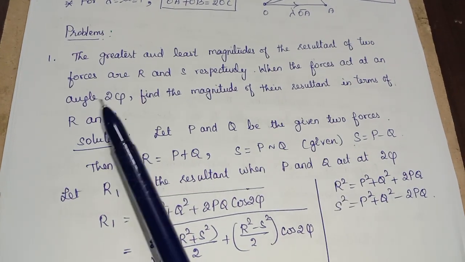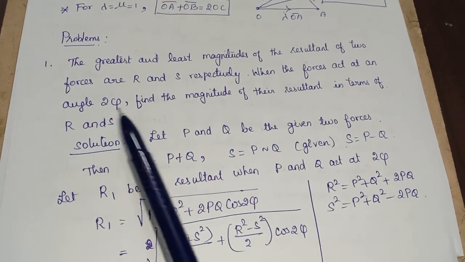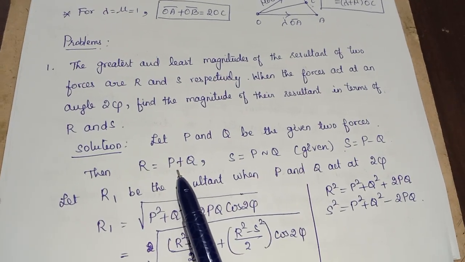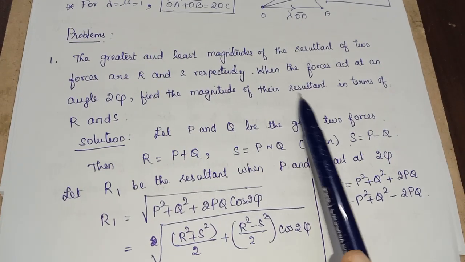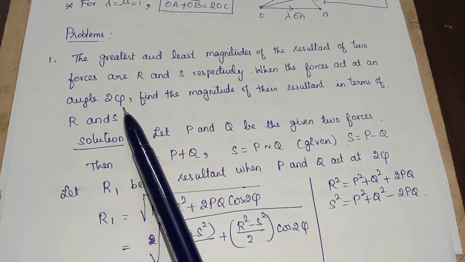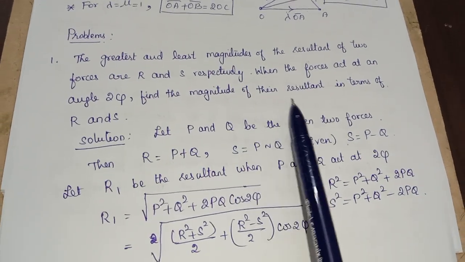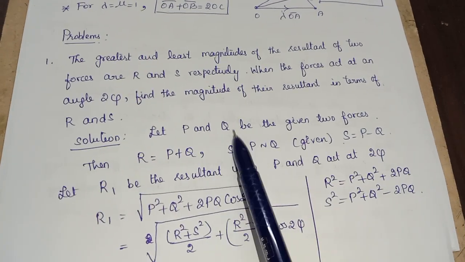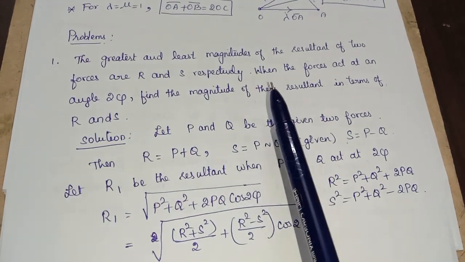When the forces act at an angle 2 phi, what is the angle between the two forces? 2 phi. So this is the first case, this is the second case. Third case: when they are acting at the angle 2 phi, find the magnitude of their resultant in terms of R and S. So with the same forces P and Q, here we are discussing three different cases.